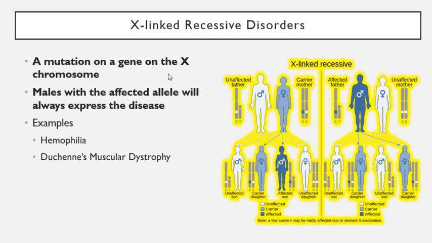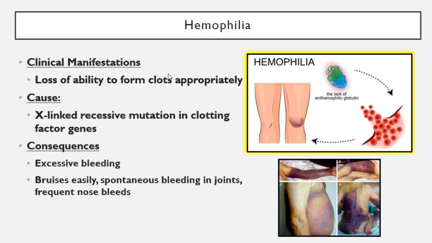And there are two conditions here: hemophilia and Duchenne's muscular dystrophy. Hemophilia is where you have a loss of the ability to form blood clots. We're going to talk about this extensively when we get to the blood clotting lectures. I don't think I deleted those, but maybe I did. I don't know. But this is an X-linked recessive mutation in your clotting factor gene.